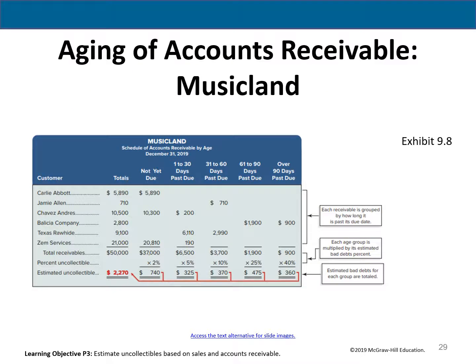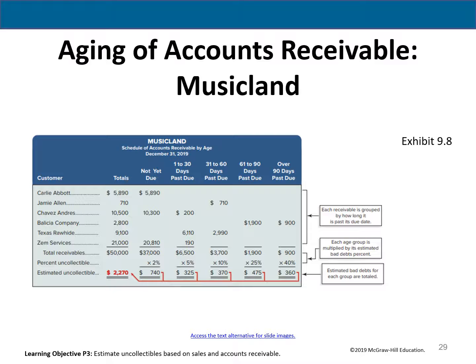Let's take a look. So here's Musicland. This is an aging of accounts receivables. So you can see all the customers are there and the total amounts they owe. So Carly Abbott, it looks like, sometimes these reports will say how many days have passed, or the age range from the date of the sale to the date of this report. This one is saying, okay, the first age group, none of these are even due yet. Okay, so any balance in this column, they're not even due.